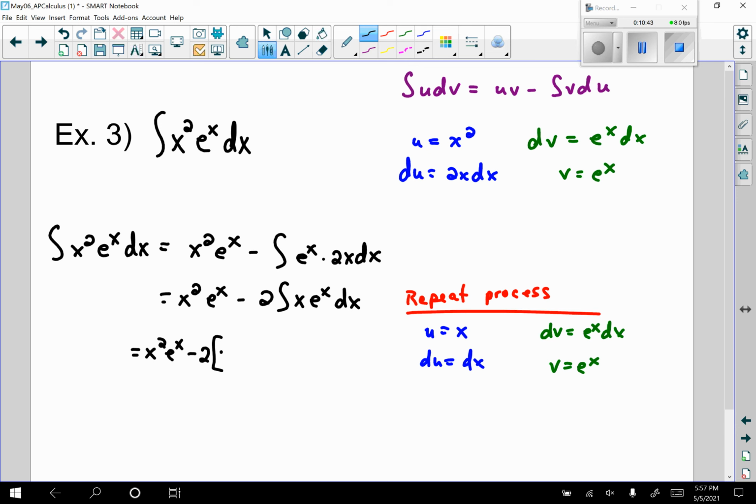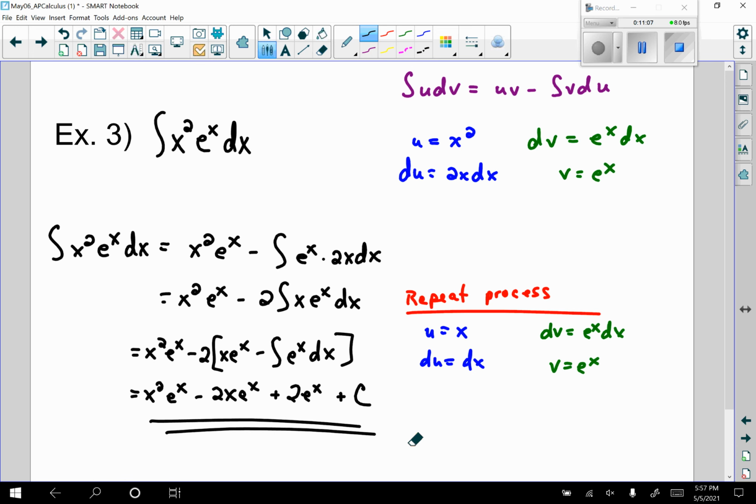So we have u times v, so we have x times e to the x minus the integral of e to the x dx. So now this gives us x squared times e to the x minus 2x e to the x. And then this is just minus, we'll get a 2 as well as we distribute, plus 2 e to the x, and then plus c. And again, you can check that on your calculator.